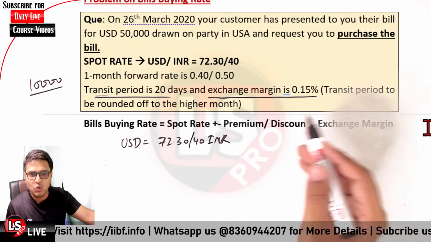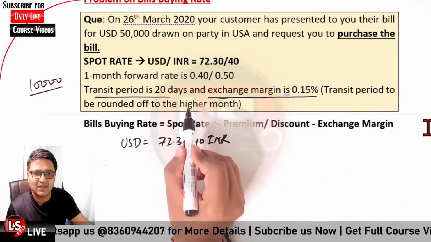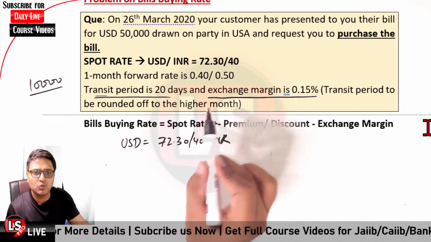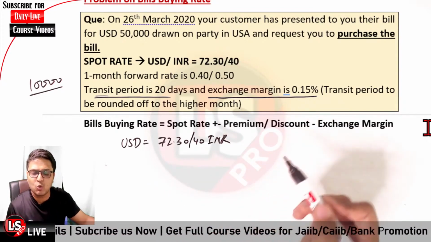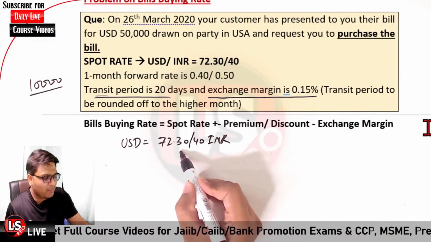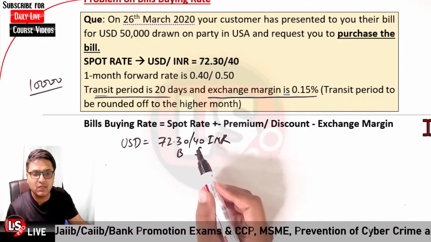So you need not go through all the queries. You just need to remember, if it is a forward transaction, it would be a bill rate, and further we want to sell the USD in the market, so those will be sold at the buying cost. So it is a bills buying rate. Which price are we dealing with? We are dealing with the buying cost.